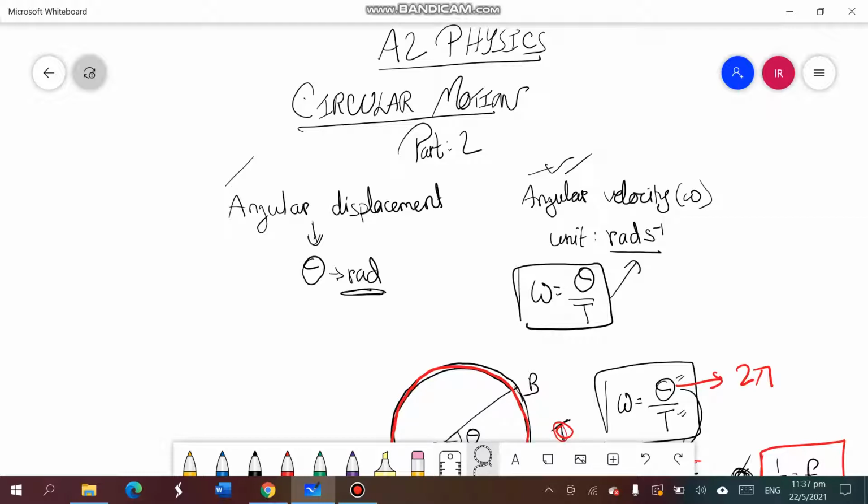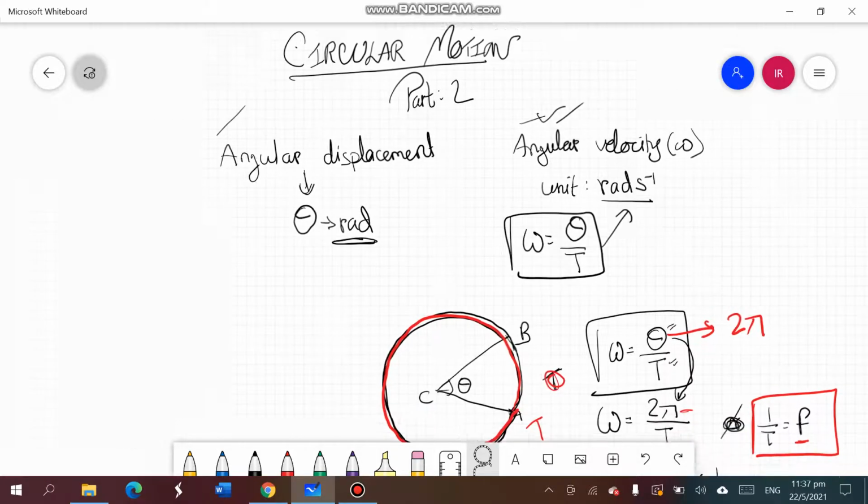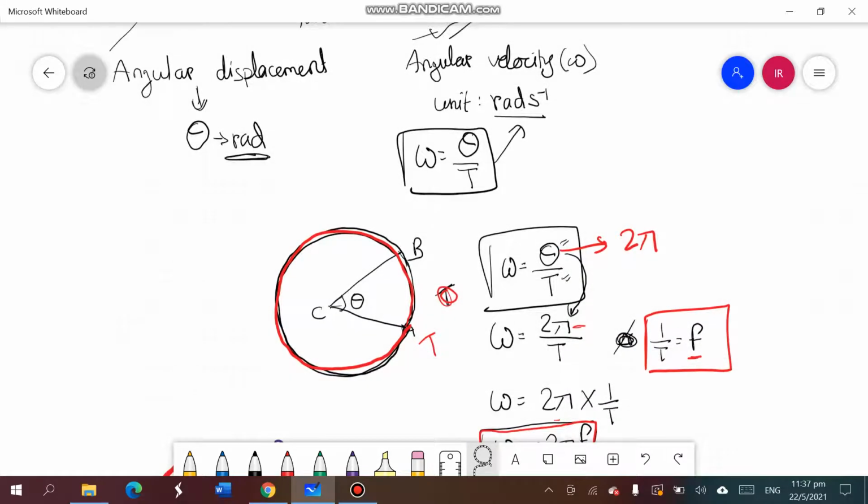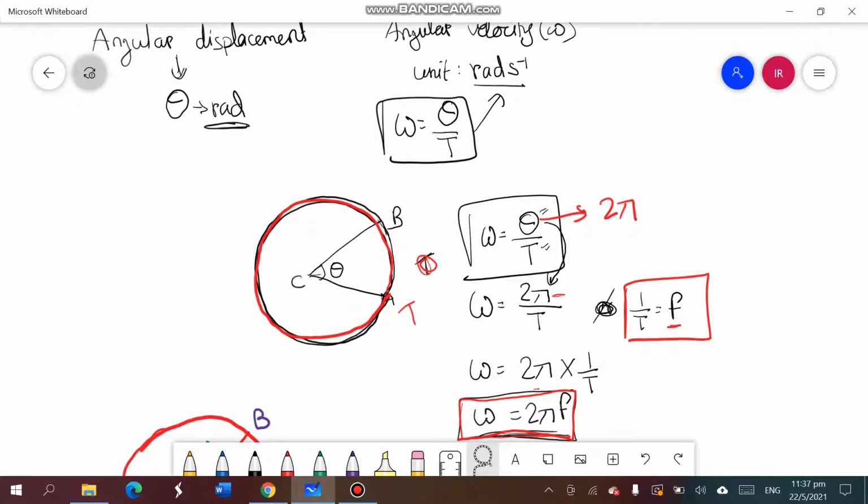Today we'll go into a bit more detail on how to calculate angular velocity in different situations, and we will also talk about the linear velocity of an object when it's moving in a circular path. All right, so let us first go for angular velocity. Now let us go for this example.